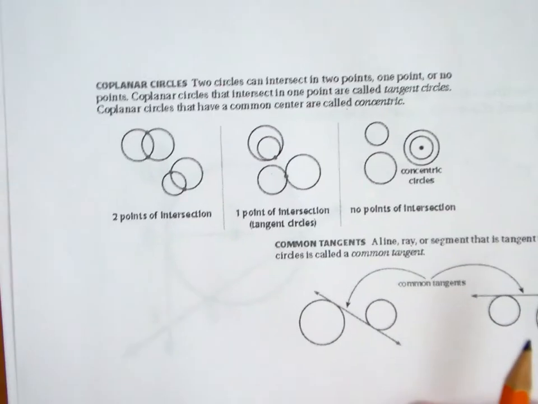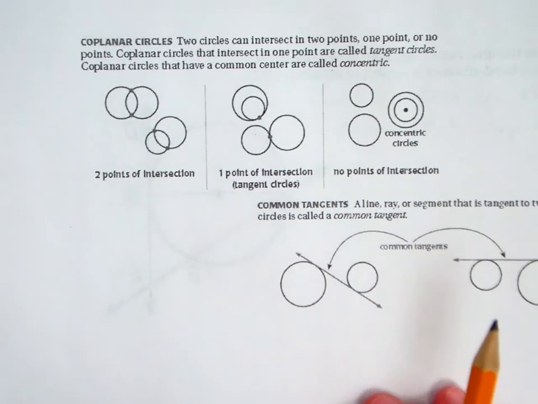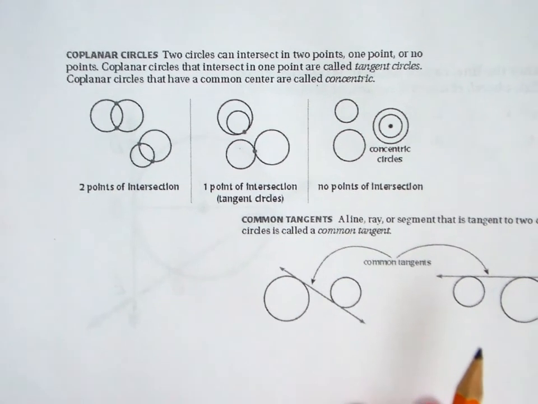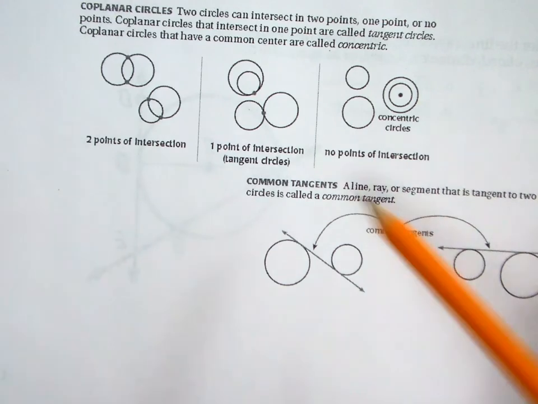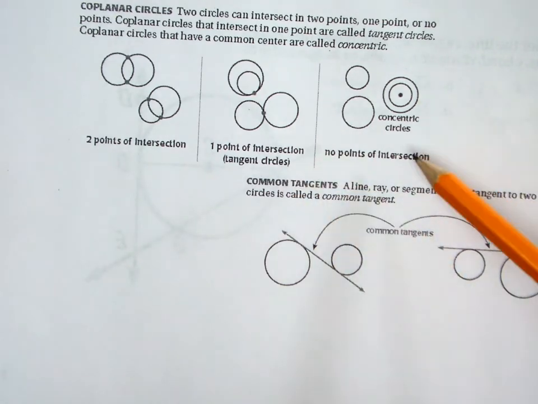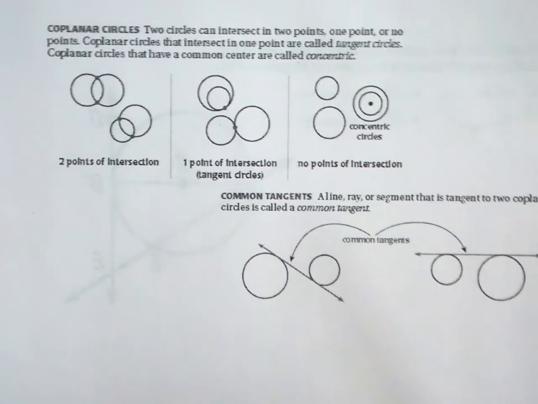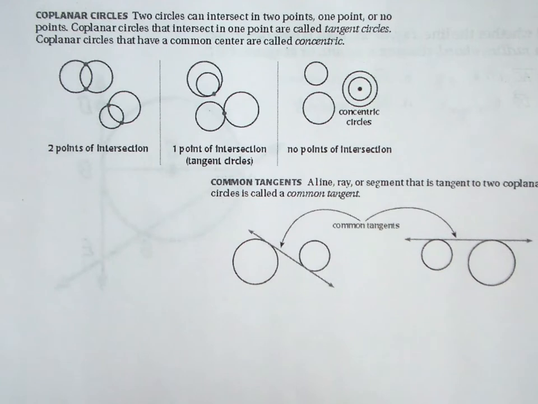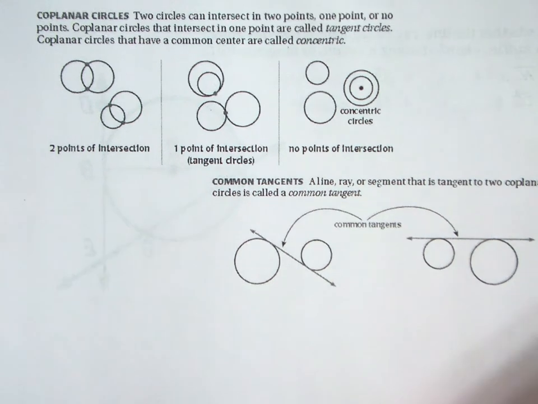Now, points of intersection. You can have points of intersection that are coplanar circles. You can have 2 points of intersection, 1 point of intersection, or no points of intersection. Those points of intersection are through common tangents. So you will need to draw them all out. Note that for every single one you draw, you need to use a straight edge because it's a lot easier to see. So common tangents are where you hit each circle only once through one single line.